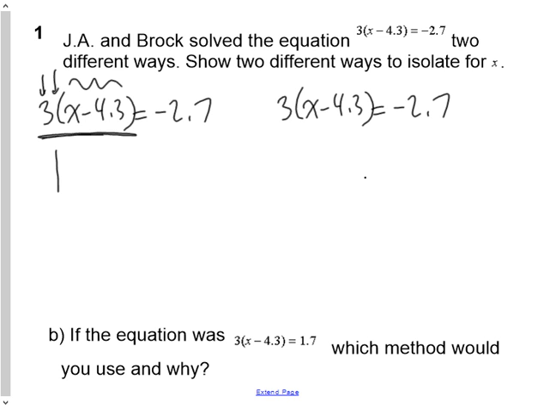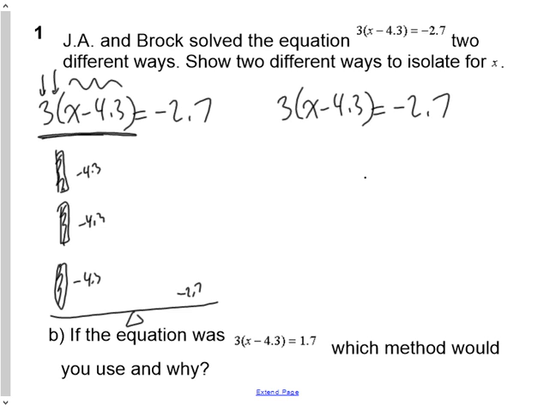So if I was to draw it, I would draw one group of x and a negative 4.3. I draw another x and a negative 4.3, and I draw another x and a negative 4.3 constant. And this would be on the side of a negative 2.7 constant. But instead of saying how much three groups of x minus 4.3 are, what I could do is take those and divide them into three groups.